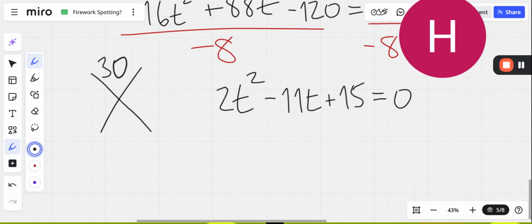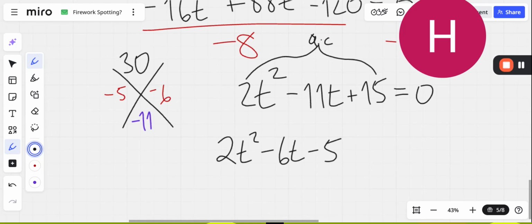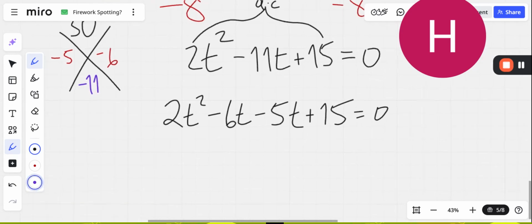And let's see. Two numbers that multiply to make 30 and add together to make negative 11, right? We use the AC method. A times c is 2 times 15. And those two special numbers would be negative 5 and negative 6. So we can split the middle term, negative 11t, into negative 6t and negative 5t. And now this is going to factor by grouping.